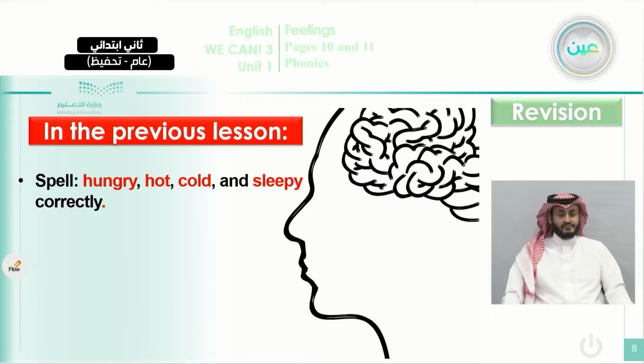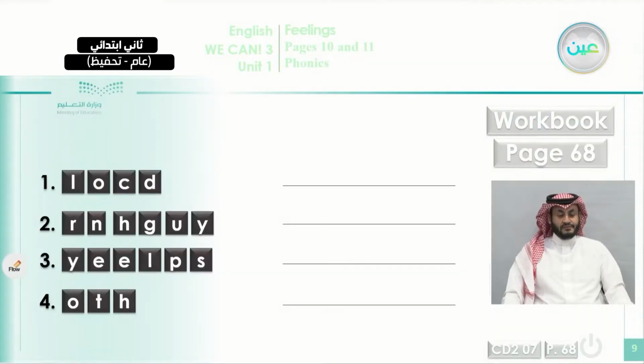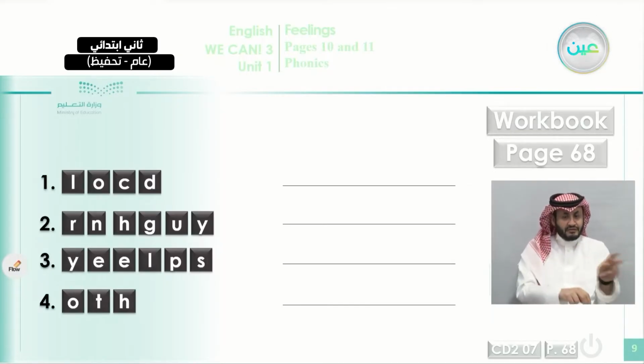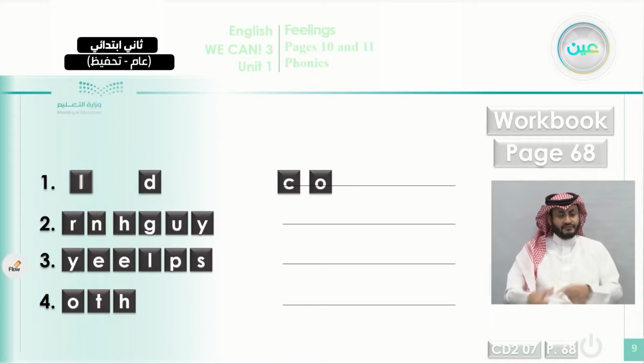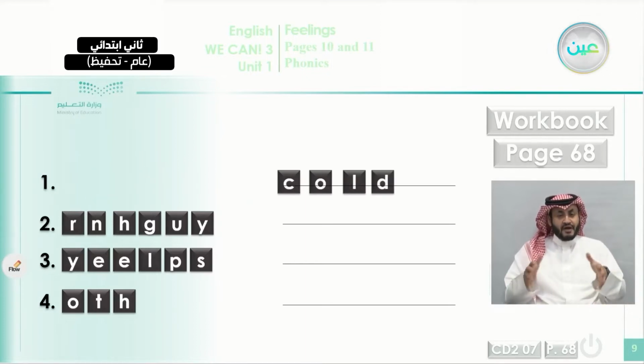In the previous lesson as well, we learned how to spell hungry, hot, cold, and sleepy. These are very important to know how to spell them. Okay, and we had this exercise on page 68 from the workbook, and these words are scrambled. You need to unscramble them to put them in the right order so they make a right word. Like here, we have cold. How do you spell cold? Cold can be spelled C-O-L-D. You can write it like this.